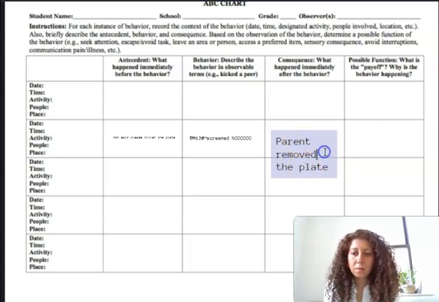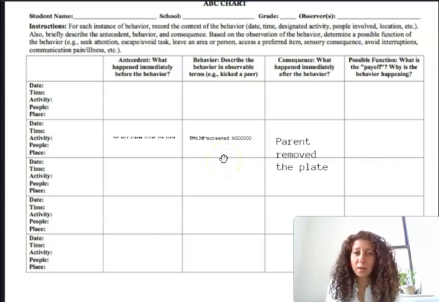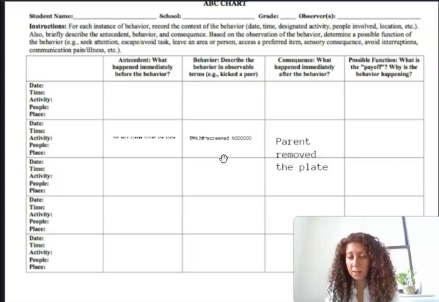Basically, here this consequence is very important, because if this keeps happening every time the child is given food, he's screaming, parent takes the plate away, the possible function here, the hypothesis, would be escape. So the purpose of the screaming here is that he's escaping the food, or whatever food. It's also important, if you want to, to indicate the type of food, because maybe with other foods he'll eat them, not scream.